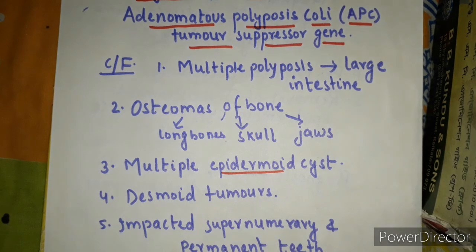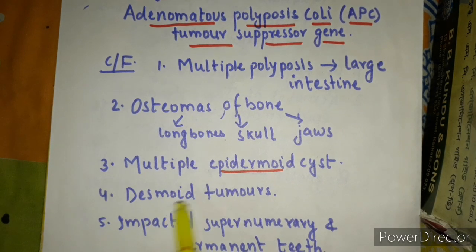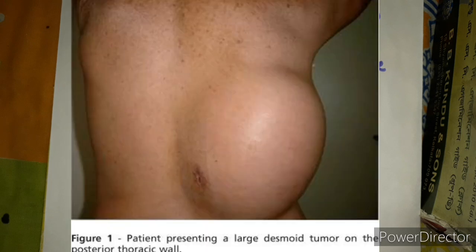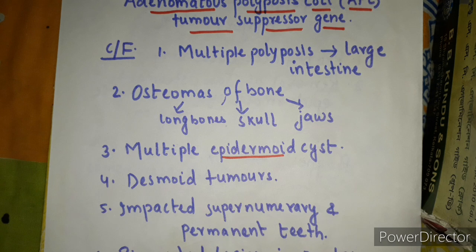Our fourth point is there will be occasional appearance of desmoid tumors. See here, it is a desmoid tumor. The next point is the oral manifestation of Gardner syndrome. Here there will be impacted supernumerary and permanent teeth.